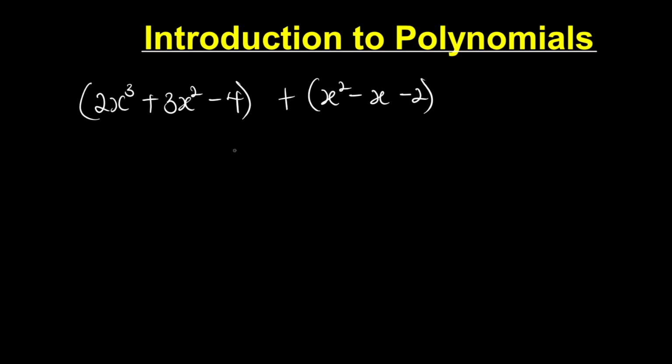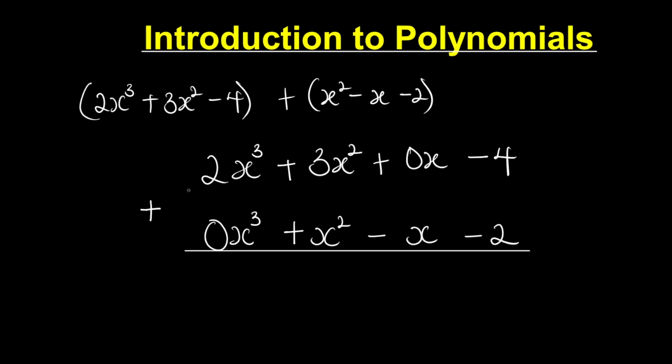Let's go ahead and solve this problem. It is very important that you note this. To add or subtract two polynomials, you simply have to add or subtract the coefficients of the corresponding powers. In other words, you have to collect like terms.